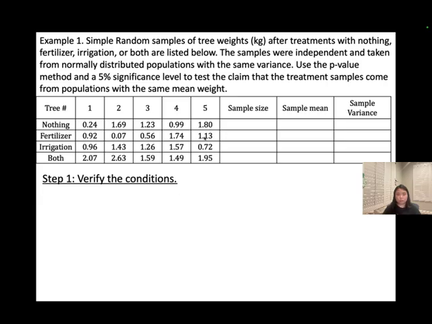Okay, so we do have population 1, 2, 3, and 4. And this is just like chain number 1, chain number 2, chain number 3, chain number 4, and chain number 5. First, let's verify the condition.